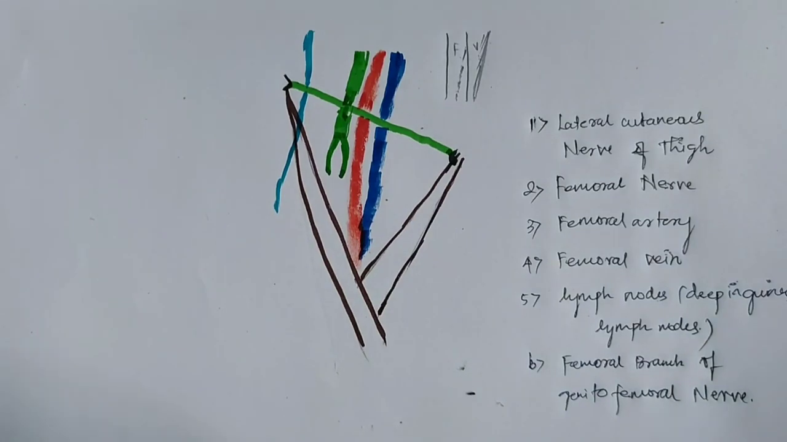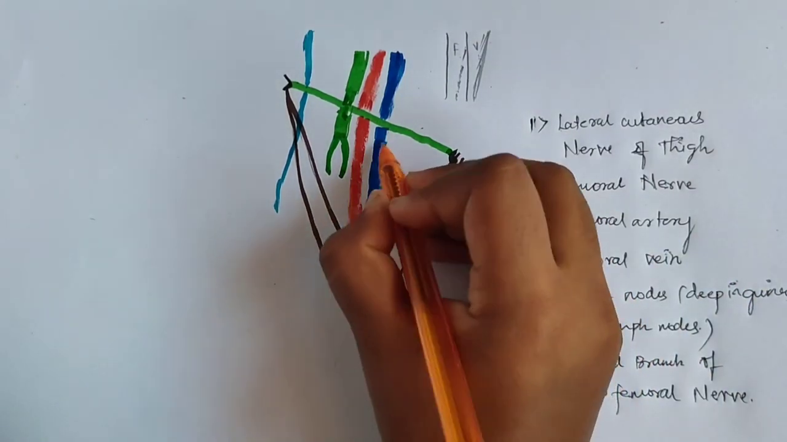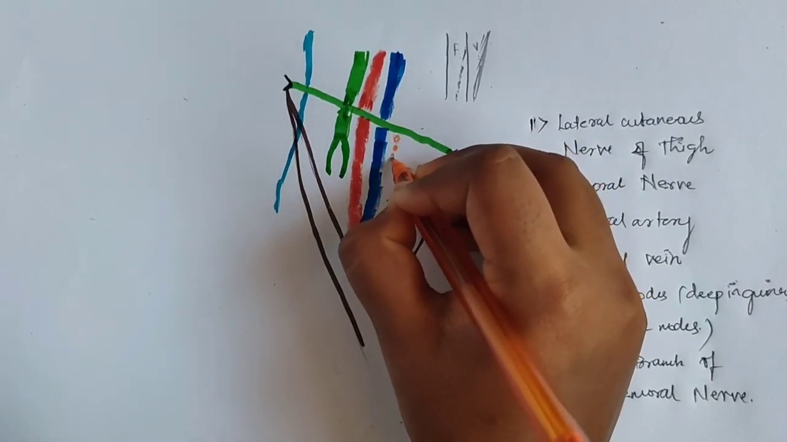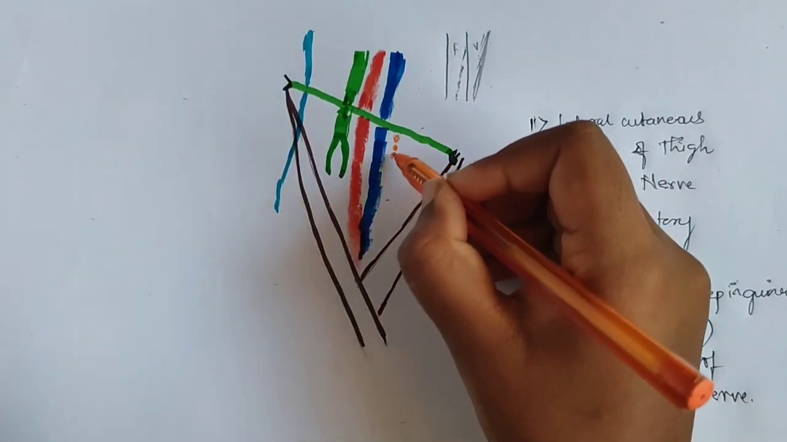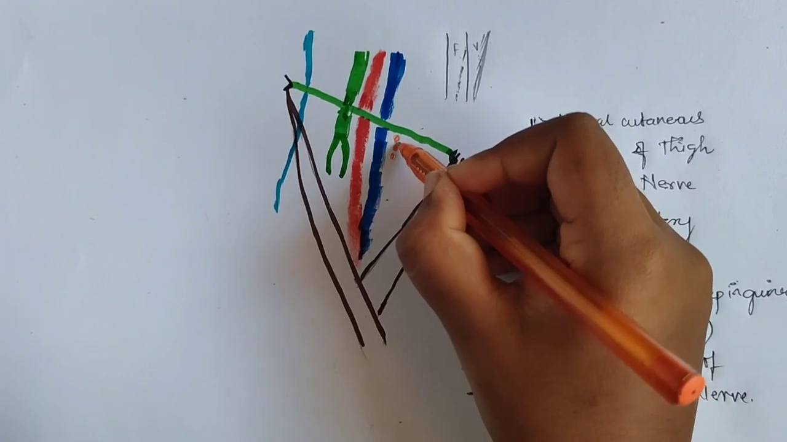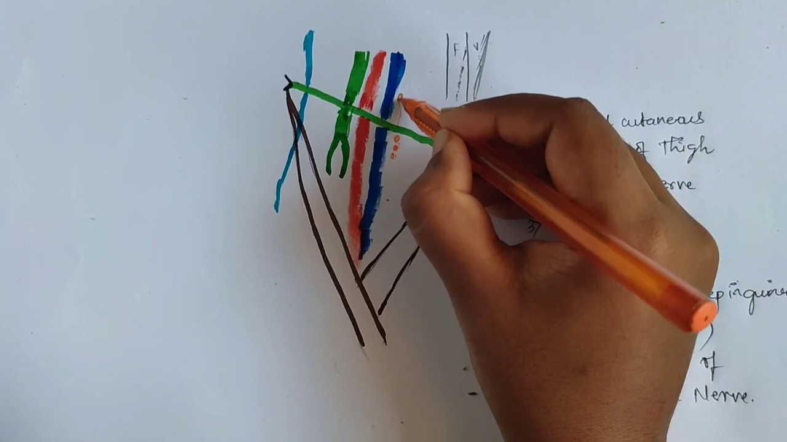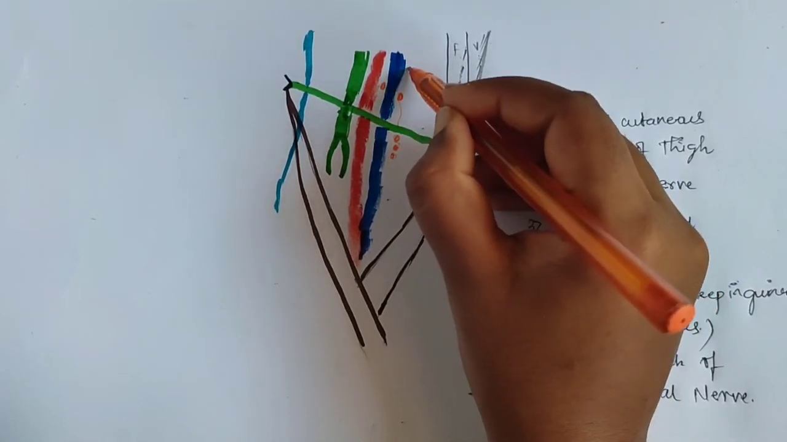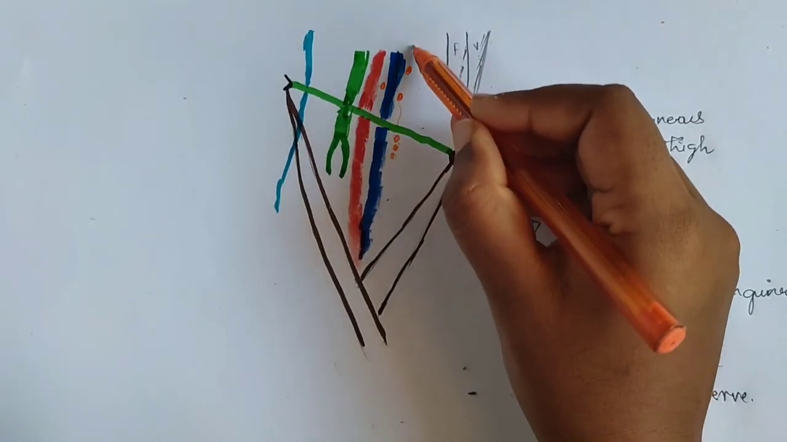And next thing is the lymph nodes, deep inguinal lymph nodes. These deep inguinal lymph nodes are most medial. It is medial to femoral vein here. Superficial inguinal lymph nodes drain the lymph into the deep inguinal lymph nodes, and these deep inguinal lymph nodes drain the lymph into the external iliac nodes, which are present along the external iliac vessels.